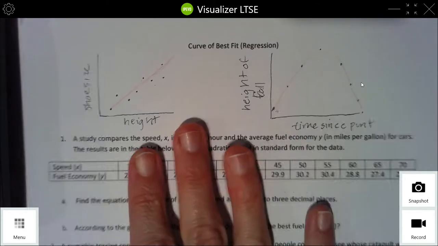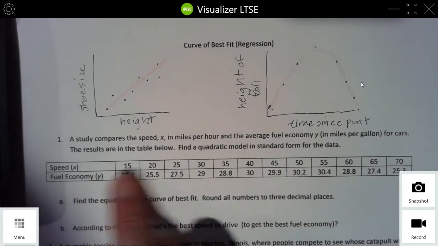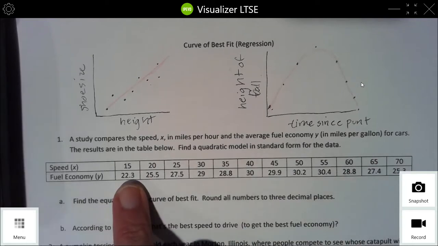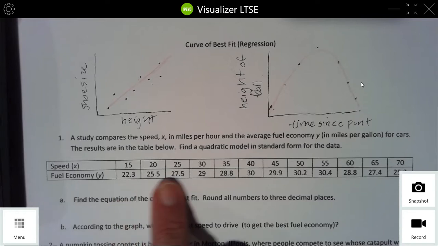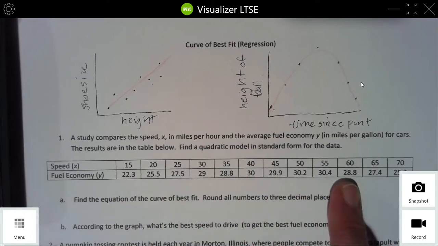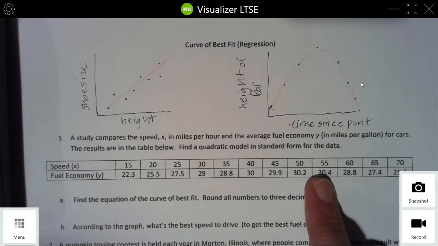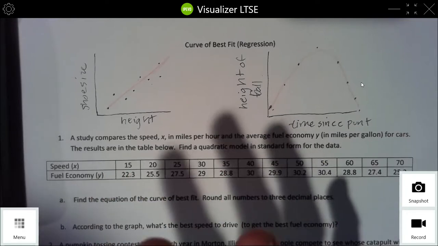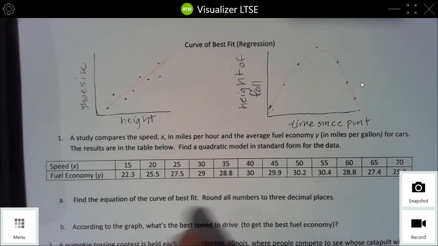So the first one that we're going to do, we have a study that compares the speed, in miles per hour, of a car, and the fuel economy, like how many miles per gallon you could get. You want that number to be higher, right? Because if you have a higher fuel economy, that means your car uses less gas. And here are the results. What we're going to do is take the data and put it into Desmos, and have Desmos come up with the equation of the curve of best fit.